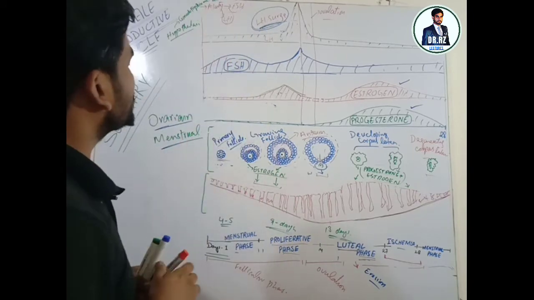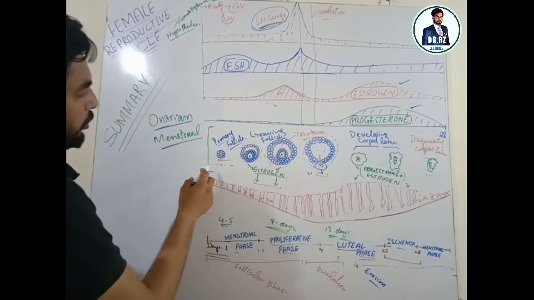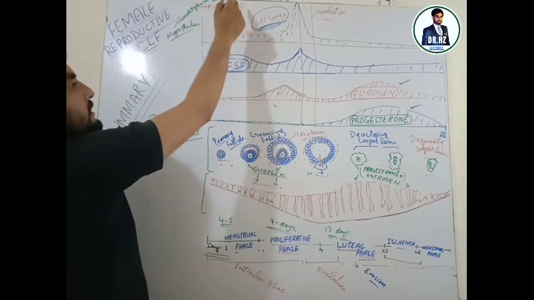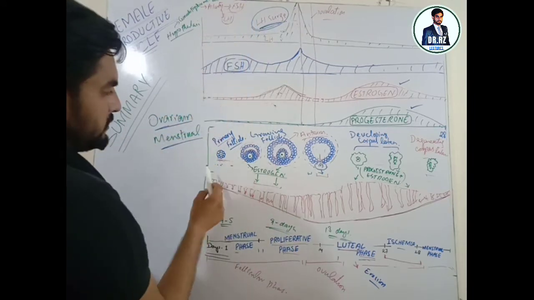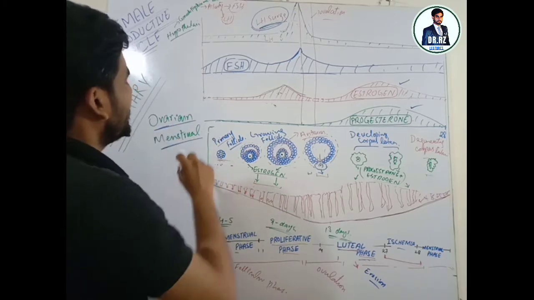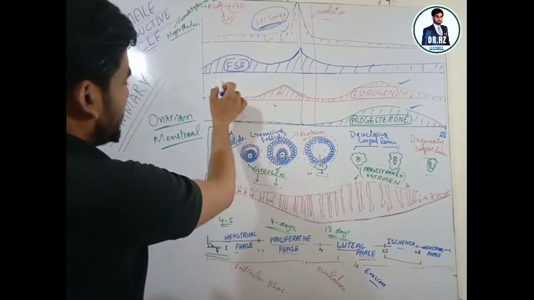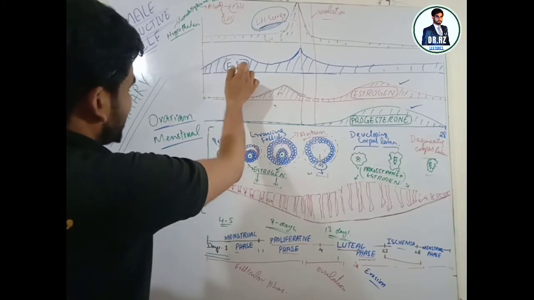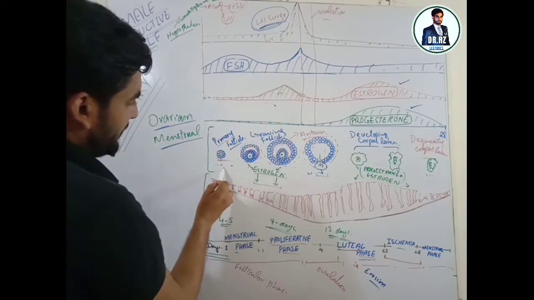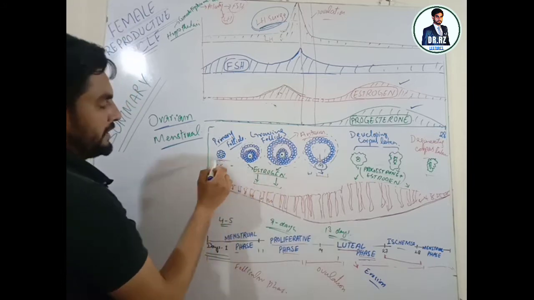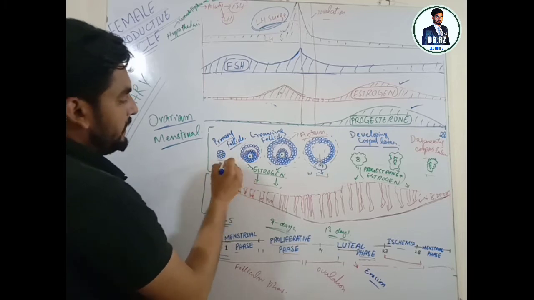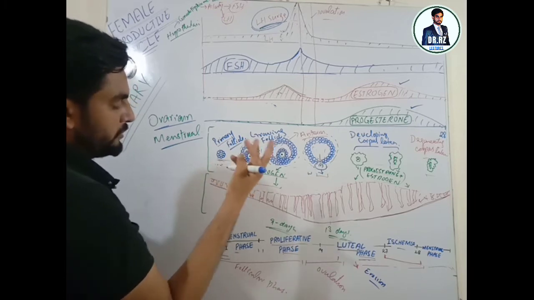FSH goes to the ovary and stimulates the development of follicles. So the follicular phase of the ovarian cycle started. You can see here there is a slight increase in the FSH level, which was the reason for the development of follicles of the ovary, or ovarian follicles. Ovarian follicles developed, and there were four changes.